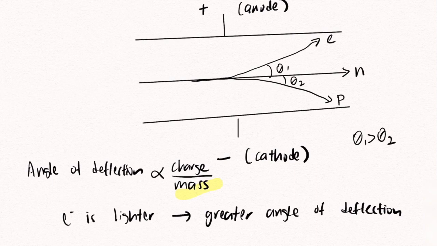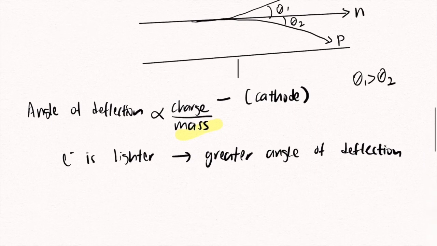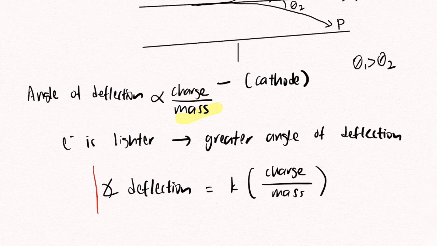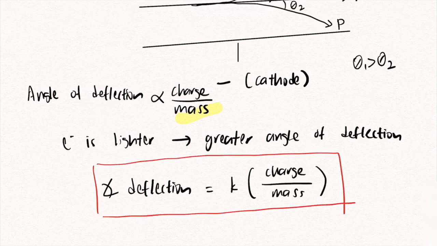This is an important formula that we will need to know for our A levels. To use this formula, we write it down as angle of deflection equals K multiplied by charge over mass. In this case, K will be a constant.